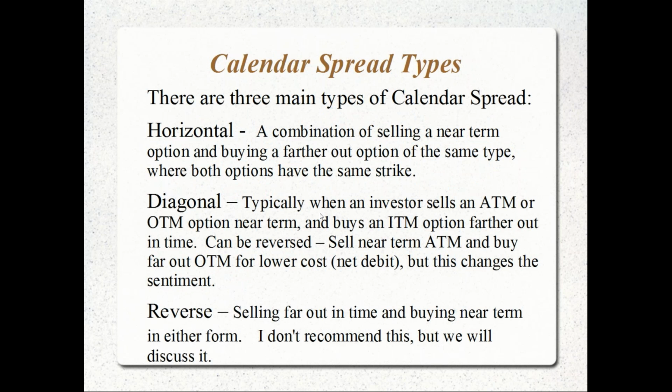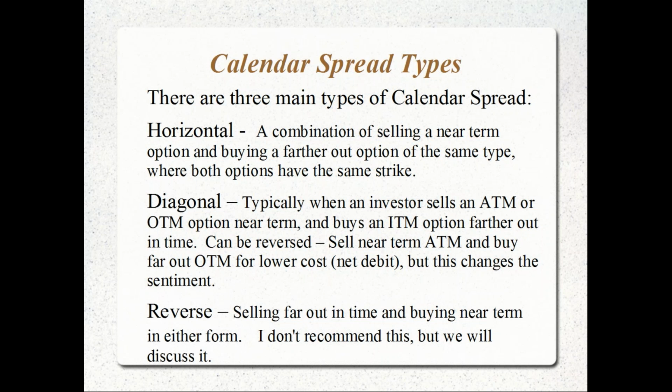Now, let's define this. Calendar spread, we've already talked, is any combination of selling a call and buying a call with different expirations. Or it could be selling a put and buying a put with different expirations. But the way you structure the trade defines what type of calendar spread you're in. Now, a horizontal spread. It's commonly called just a calendar, but a horizontal spread, I break it down differently. To me, a calendar is any combination of calls and puts that you're selling and buying, different expirations, same strikes, different strikes, what have you. A horizontal is a combination of selling a near-term option and buying a farther out option of the same type, call or put, where both options have the same strike.